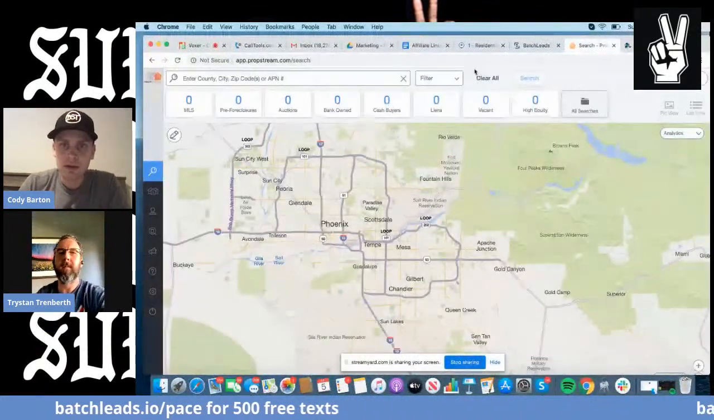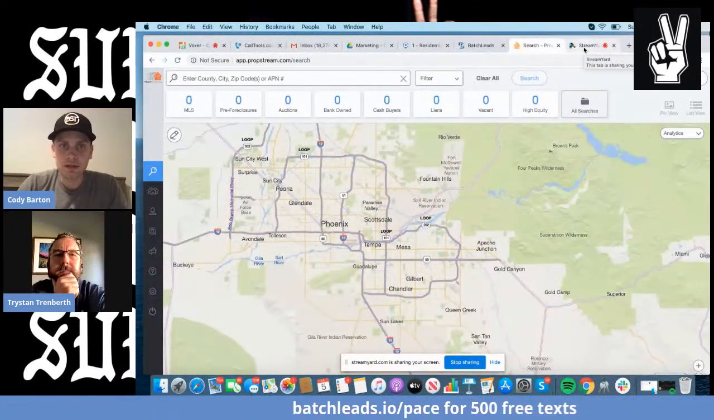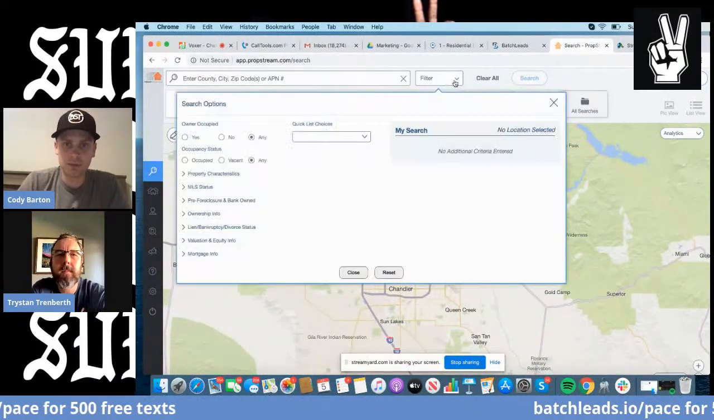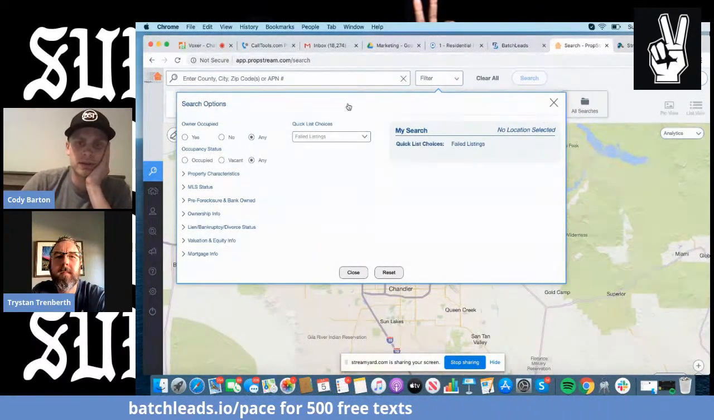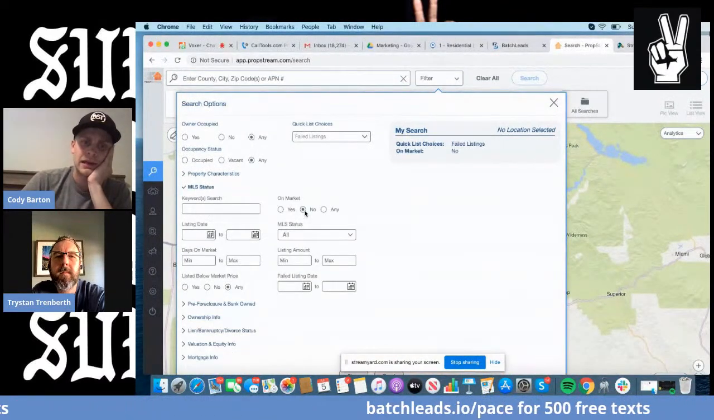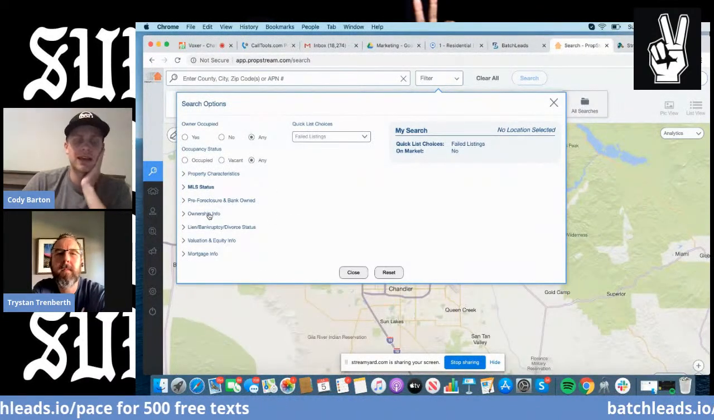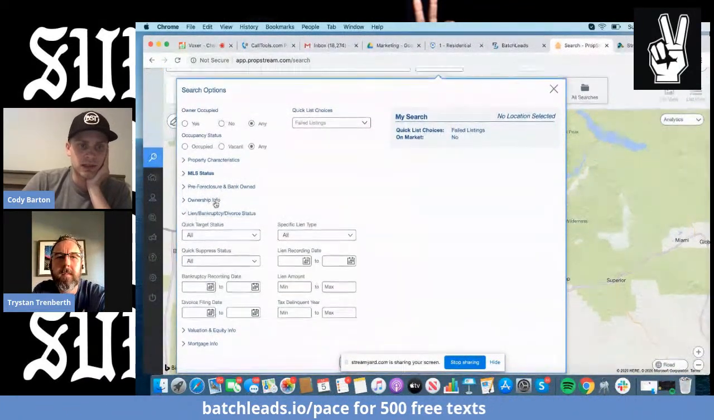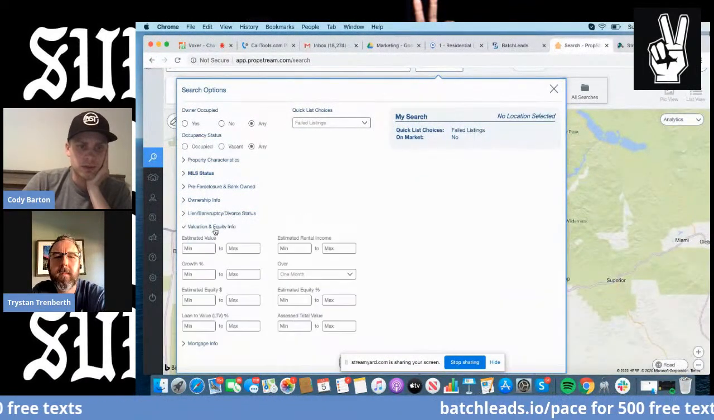Can you see my screen? Yeah. Sweet. Okay, cool. Let's go ahead and do some filtering here. We're going to go to failed listings. This is going to be all those properties that came off the market without selling. Obviously, we don't want ones that are still on the market or that went back on the market. We want the ones that came off and haven't gone back on.